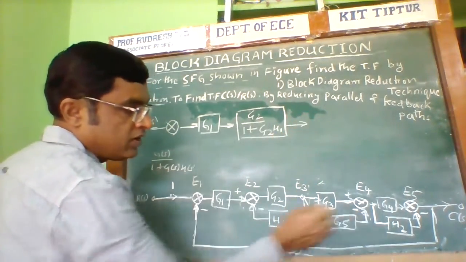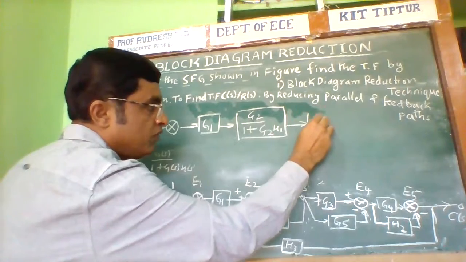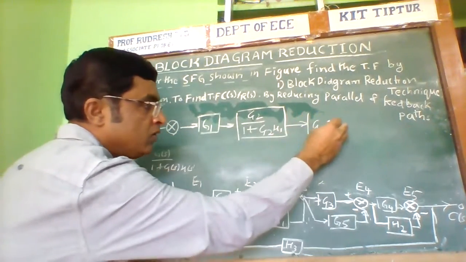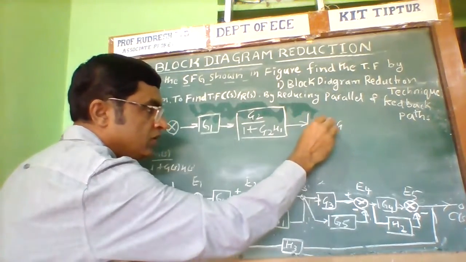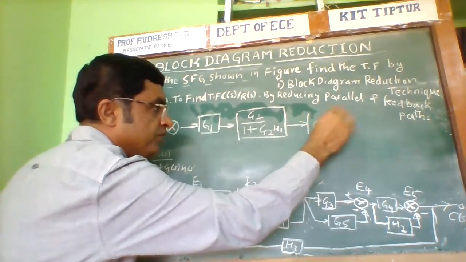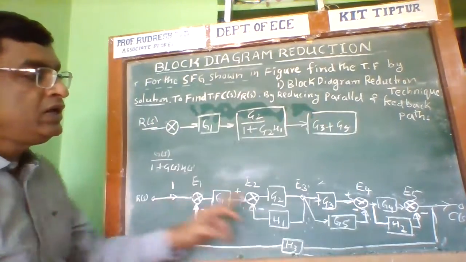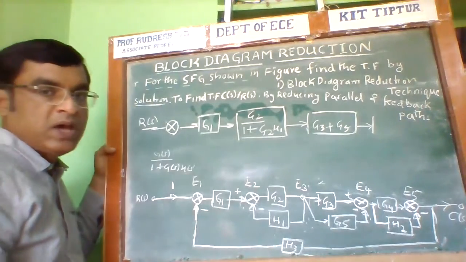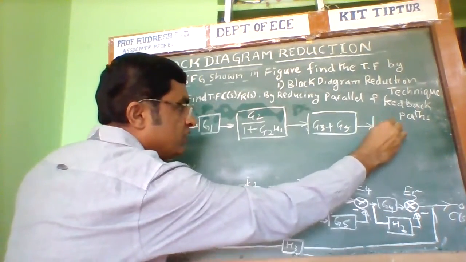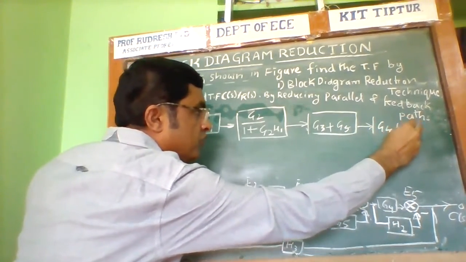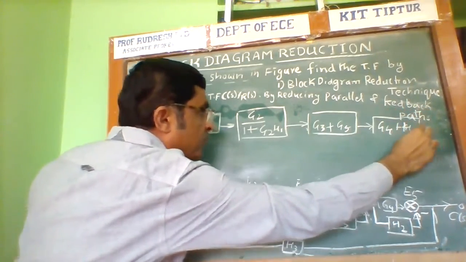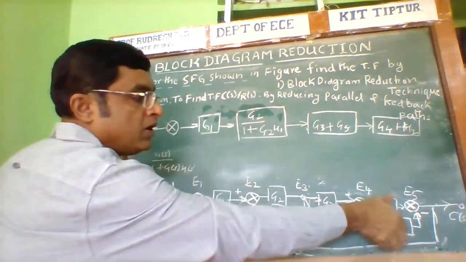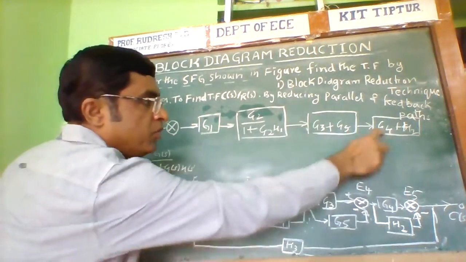Similarly, here there is another feed forward path, therefore we need to add the transfer functions. If the blocks are connected in parallel, we add the transfer functions. So this is G3 plus G5. Similarly, here also we need to add, because these two blocks are connected in parallel. Therefore this is written as G4 plus H2.